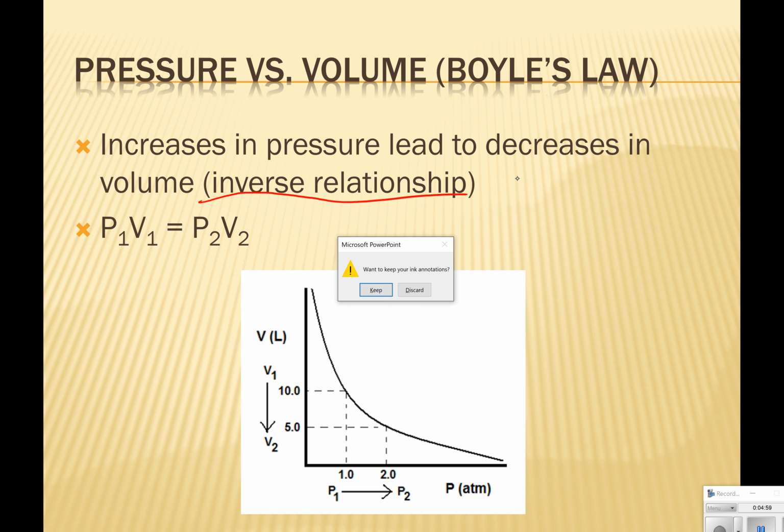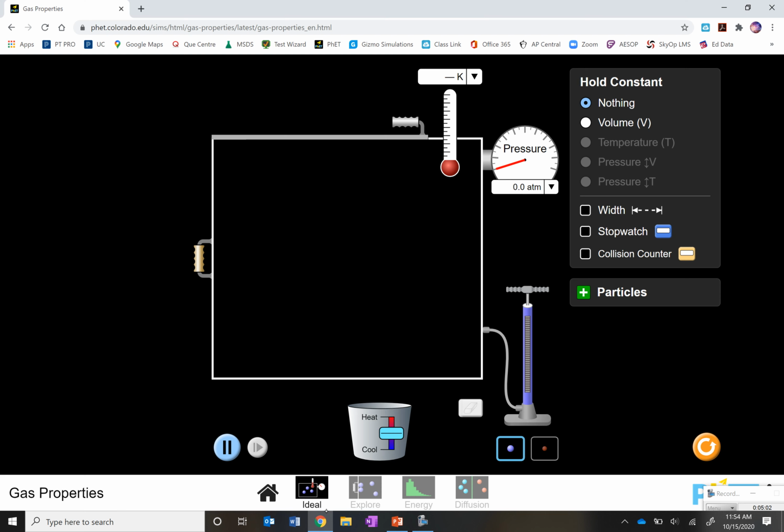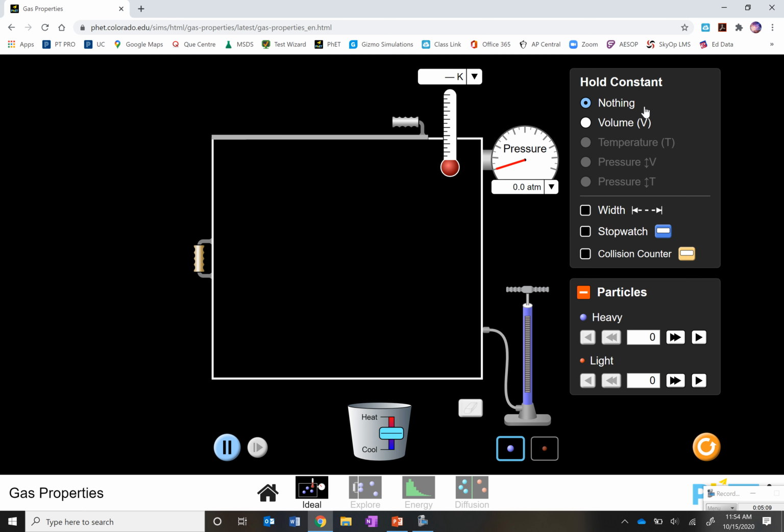And before we get to our practice, I'll show you a quick example of what Boyle's law means. So on here, we have a closed container and we can hold some things constant.